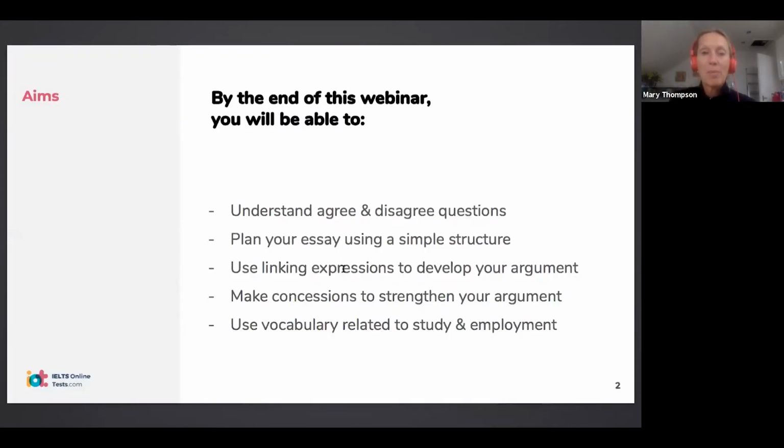So just the aims of the webinar today. By the end of this webinar, you'll be able to understand agree and disagree questions. You'll plan your essay using a simple structure. You'll be able to use linking expressions to develop your argument. You'll make concessions to strengthen your argument, and you'll use vocabulary related to study and employment. So there's quite a lot I'd like to cover today.